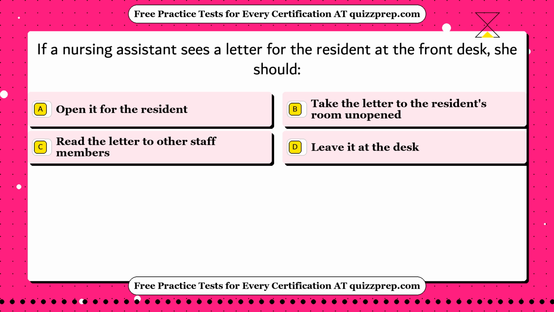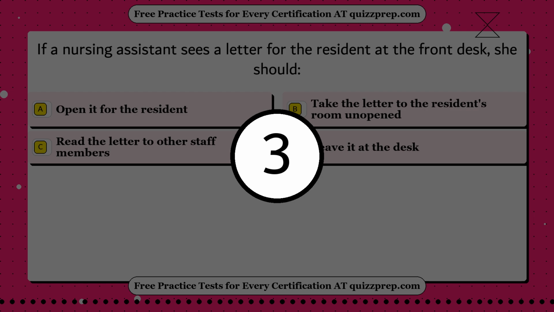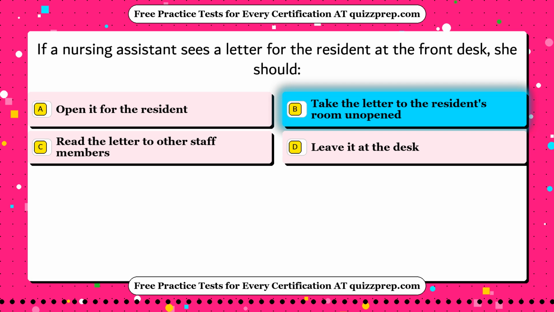Option B, take the letter to the resident's room unopened. Option C, read the letter to other staff members. Option D, leave it at the desk. The correct answer is option B, take the letter to the resident's room unopened.